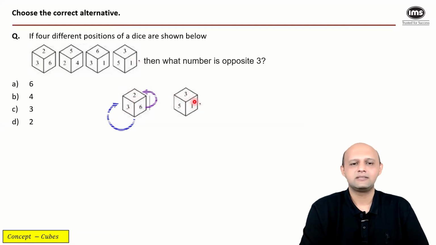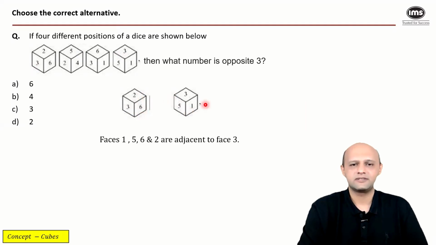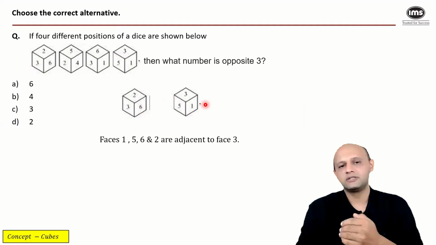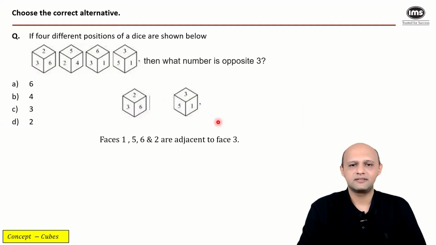Now, once that is known to us, we realize that face 3 is common in the two positions provided, the first and the last one. If face 3 is common, the faces adjacent to face 3 are 2, 6, 5, and 1, which can't be opposite the face. Of course, for a cube, if you want one face to be opposite the other, it can't be adjacent to that face. So it is very evident from here that face 4 is going to be opposite face 3. So what's the answer? Option B, which is 4.